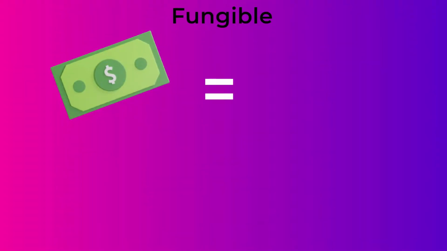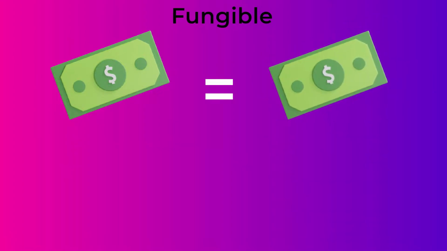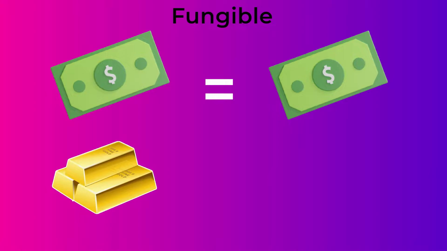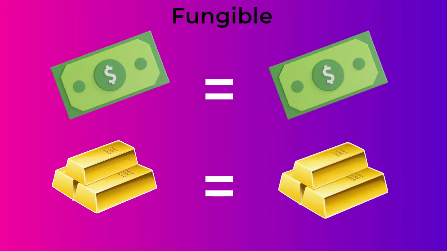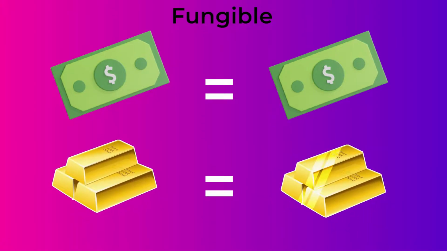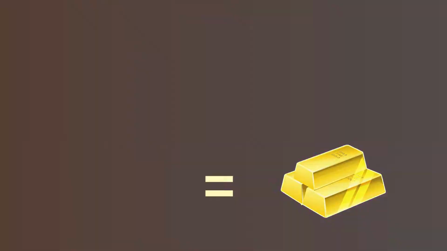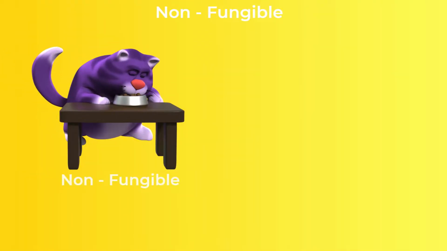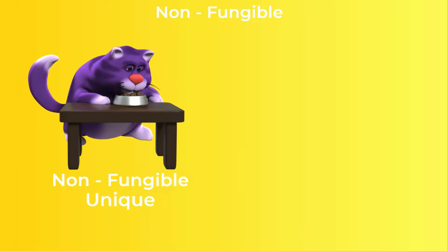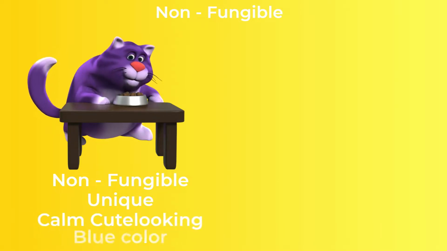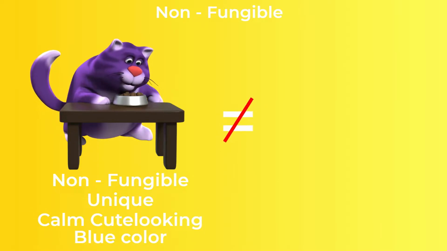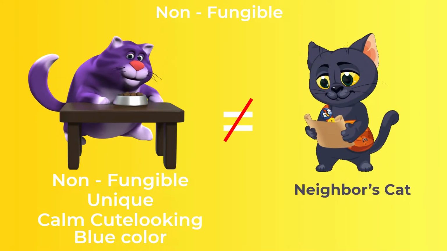For example, a $1 bill is fungible. Your $1 bill can be replaced with any other $1 bill. A 1-pound bar of gold is also fungible. You can replace your bar of gold with any other 1-pound bar of gold. Your cat, on the other hand, is non-fungible. It is unique and it has specific traits, and it holds value for you, and you can't replace it with your neighbor's cat, for example.